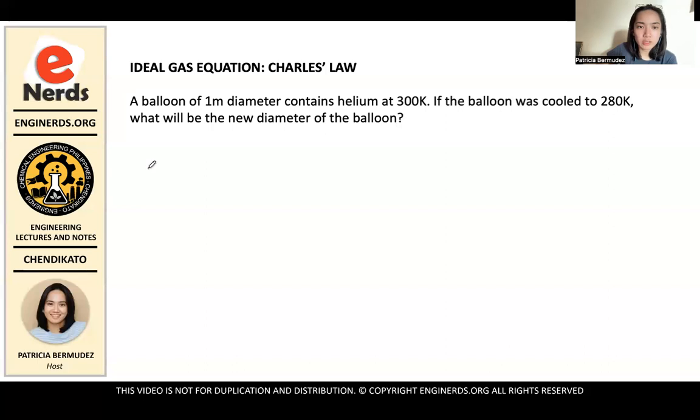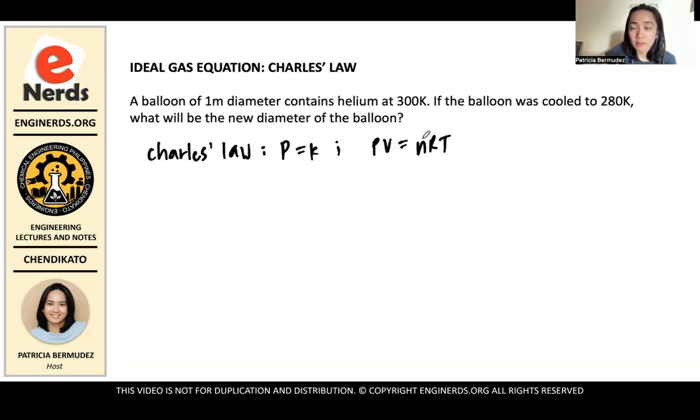So we know that Charles's law states that pressure is constant. And if we're going to relate that to the ideal gas equation, PV equals nRT, we know that the number of moles is constant. We know that the universal gas constant is a constant and pressure is constant. So ang nagvavary lang ay yung volume and temperature. And we know that volume is directly proportional to temperature. So the change in volume is directly proportional to the change in temperature.